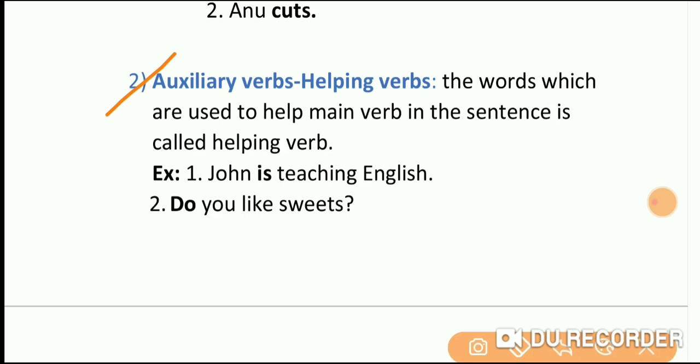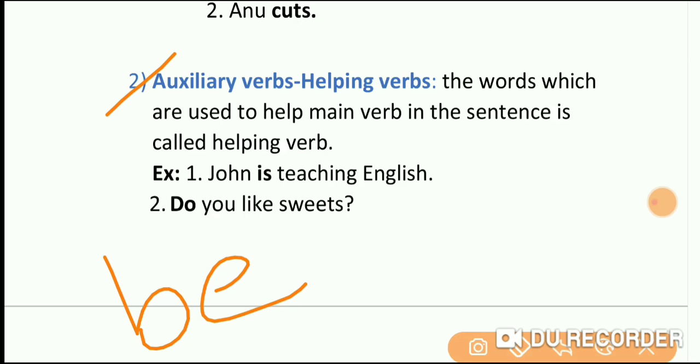And let us see the second main kind of finite verbs, that is auxiliary verbs or helping verbs. I hope you all know about this. The words which help the main verb in the sentence are called auxiliary verbs. They are also called be forms of verbs, such as am, is, was, were, have, has, do, does, did, shall, should, will, would. These all are called auxiliary verbs. They help the main verb in the sentence.